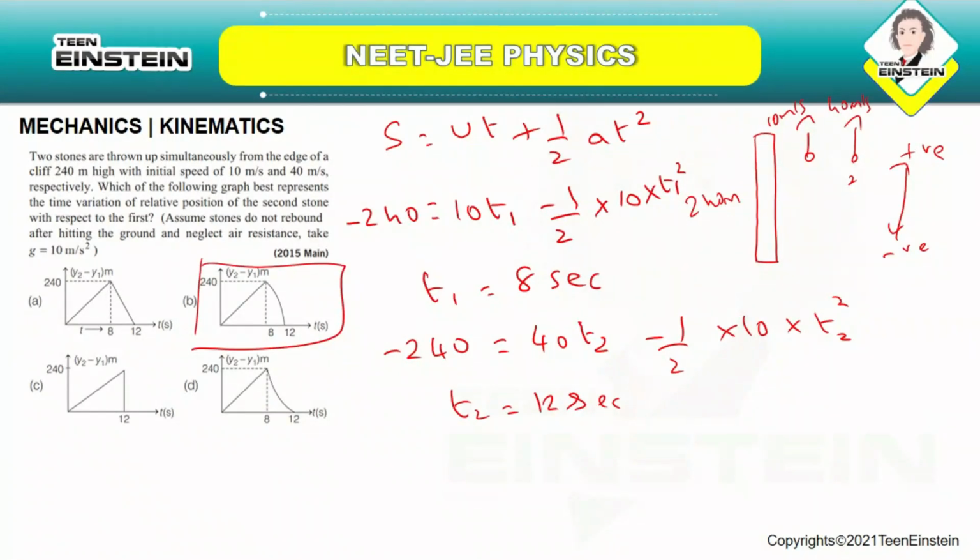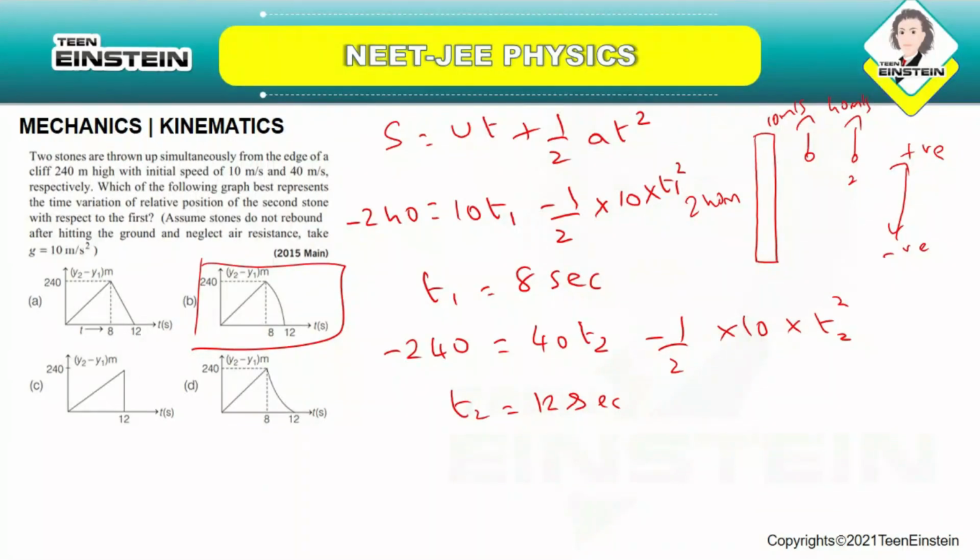Okay, so here they are telling us two stones are thrown up simultaneously and they have given you the speed at which the stones are traveling, and when they come and hit the ground, which of the graphs represents the time variation of the relative position. That's what they are asking you.